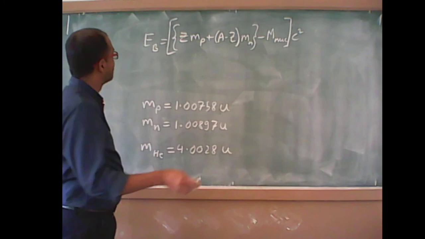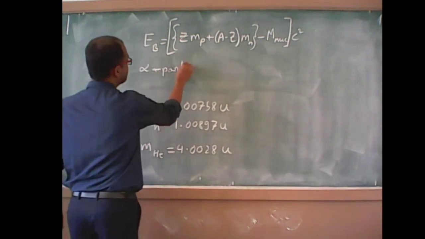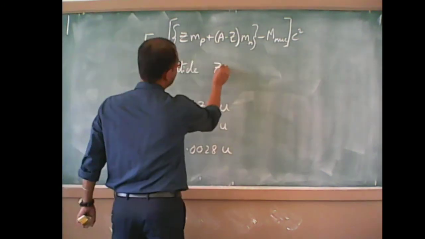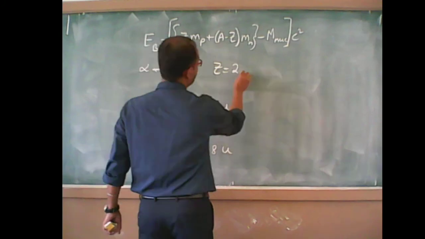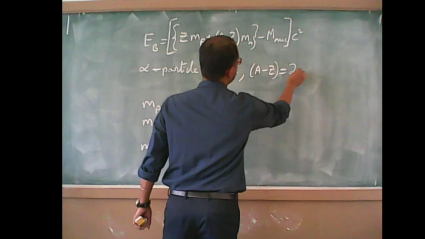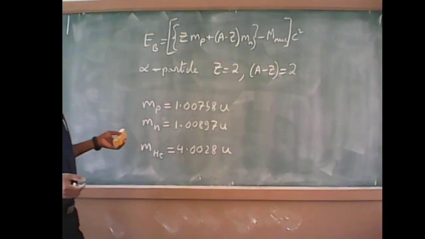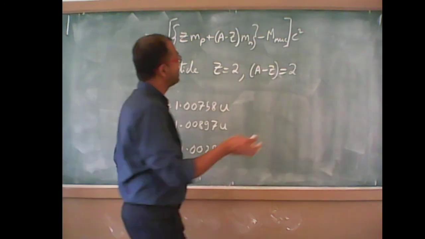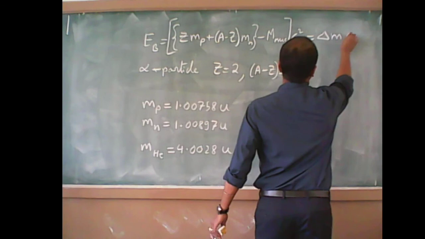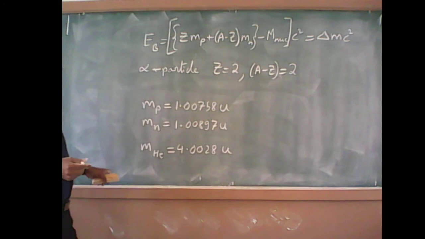So in this case, for the alpha particle, Z is equal to 2. So obviously A minus Z is also equal to 2. So 2 protons and 2 neutrons come together to form the nucleus. This expression we can write in terms of the mass defect, it is del m c squared. So first we need to find out the mass defect for this nucleus.